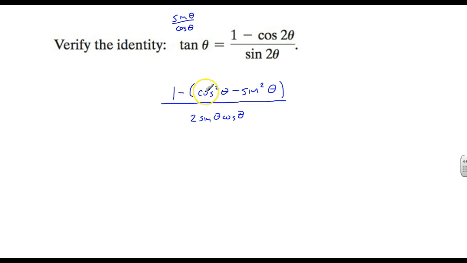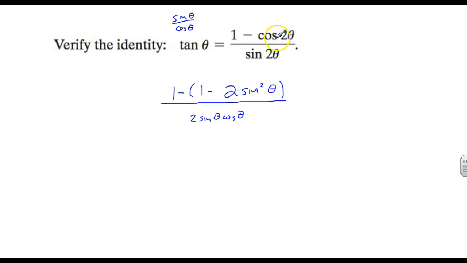So what do I want to use? I want to use the one that has only sines, so I can get this sine down here to cancel. I don't want a cosine. So I'm going to go back and switch this. Instead of using this version, I want to use the one that has only sines, which is the one that has 1 minus 2 sine squared. So I'm going to rewrite this as 1 minus 2 sine squared.